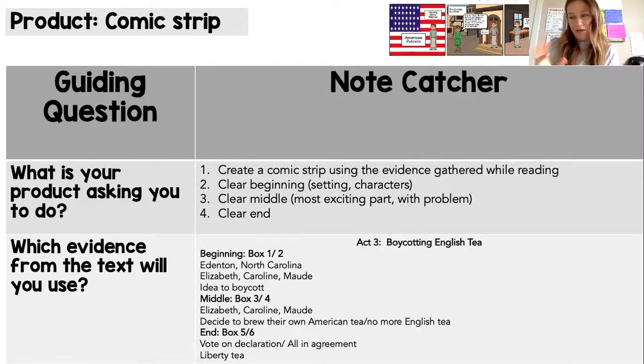They're kind of going through that debate. Then in the end, they're going to vote on the declaration and see if they're all in agreement, and they name it Liberty Tea. So there's the solution at the end. So see how I filled out my note catcher?